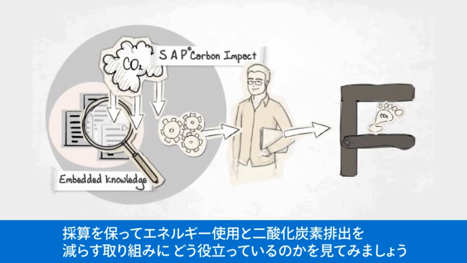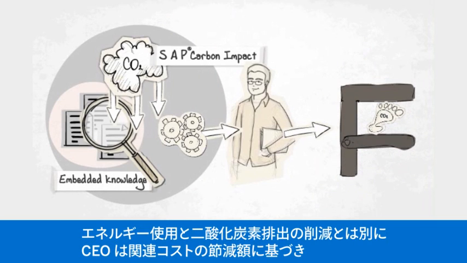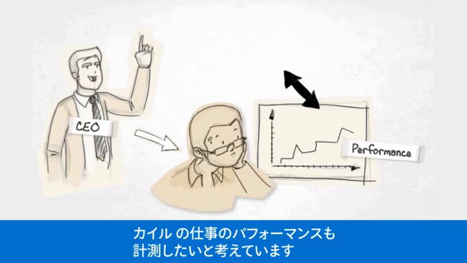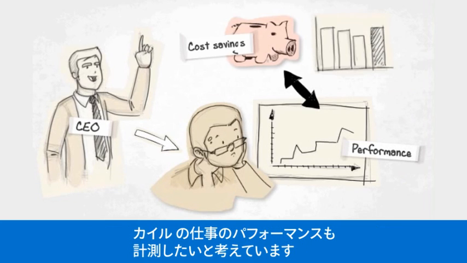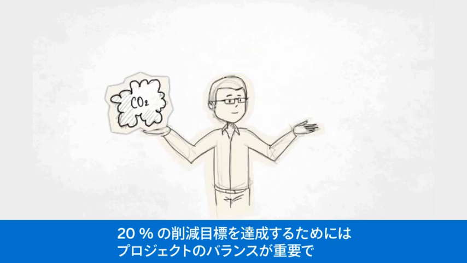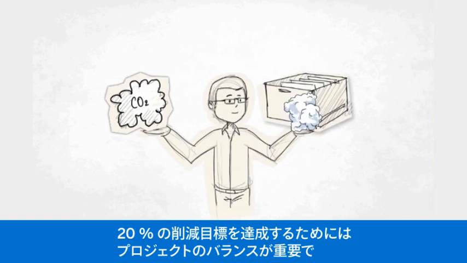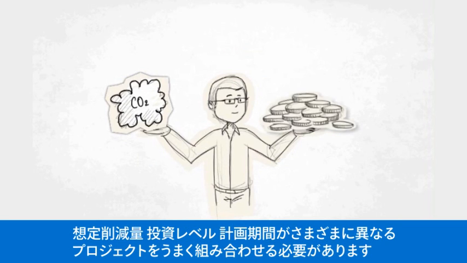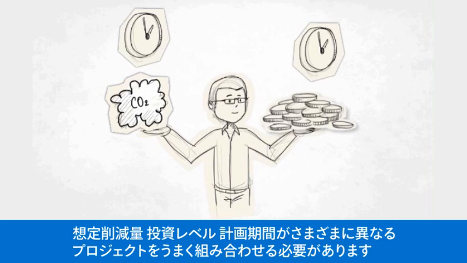and carbon footprint. Apart from energy and carbon reduction, the CEO wants to measure Kyle's performance based on the associated cost savings as well. To reach the 20% reduction goal, Kyle needs a well-balanced portfolio of projects with different abatement expectations, investment levels, and time horizons.